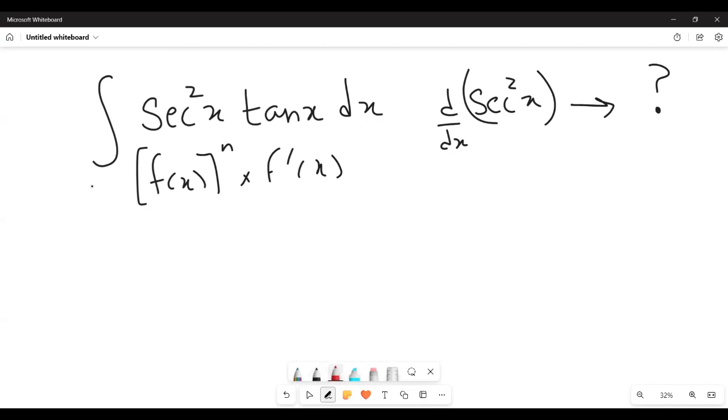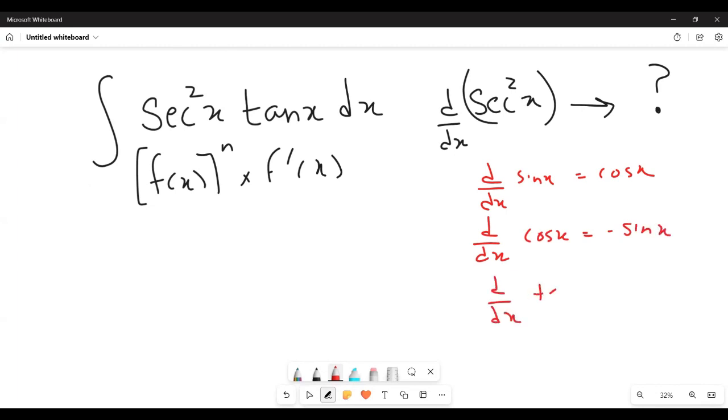The derivatives we have studied are these: derivative of sin x, which is cos x. Derivative of cos x, which is minus sin x. And then we studied the derivative of tan x, which is secant square x. So we have not studied the derivative of secant square. We have studied its integration, that when you integrate secant square x, you get tan x. So no, we do not have the derivative of secant square x here.